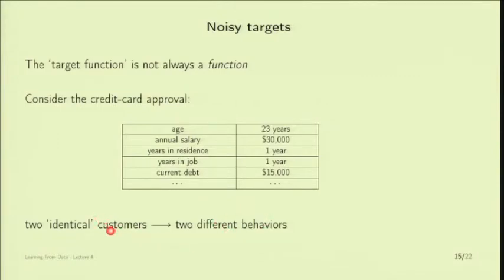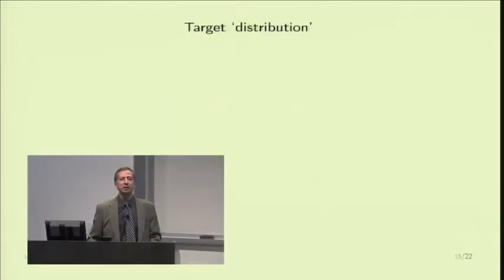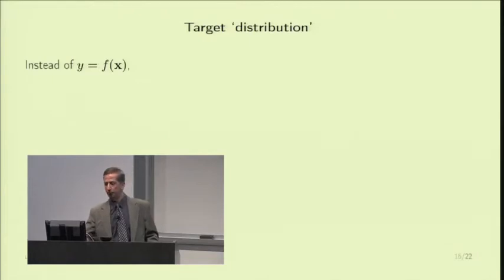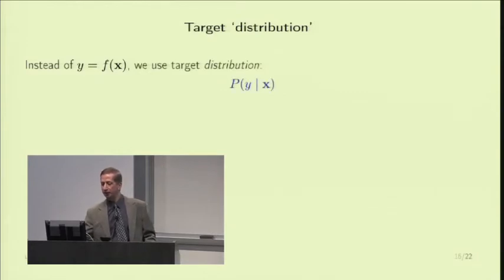And this is one point mapping to two values, so it is not a function, okay? What do we do about that? Well, we use a target distribution, as in probability distribution. So instead of having y equals f of x, where you tell me what x is, and I'm going to tell you what the value y is for sure, you use a target distribution, and the notation for that is probability of y given x. So again, it depends on x, but its dependence is probabilistic.